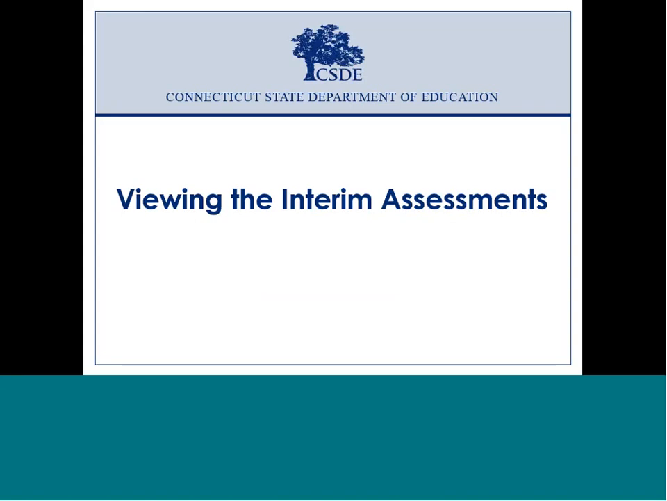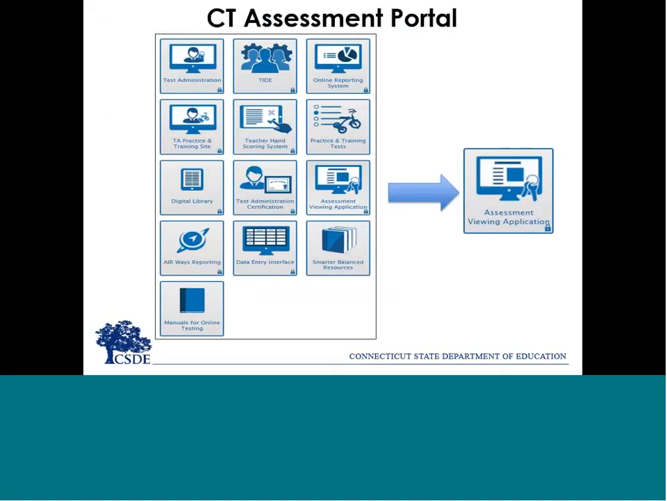Let's take a moment to access the Assessment Viewing application. The Assessment Viewing application, or AVA, is available on the Connecticut Smarter Balanced Assessment portal. It requires a username and password and allows users to access the interim comprehensive assessments and the interim assessment blocks for math and English language arts at each grade level.